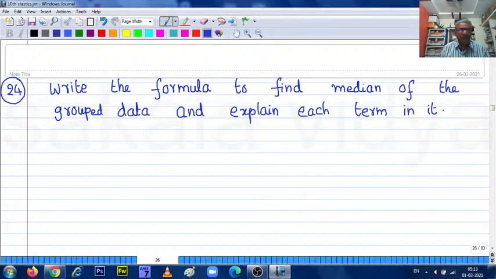So this time this question is related to the median. How to find out the median of the group data? The group data can be evaluated using the formula. The formula needs to be written here now, and each term involved with that needs to be written.